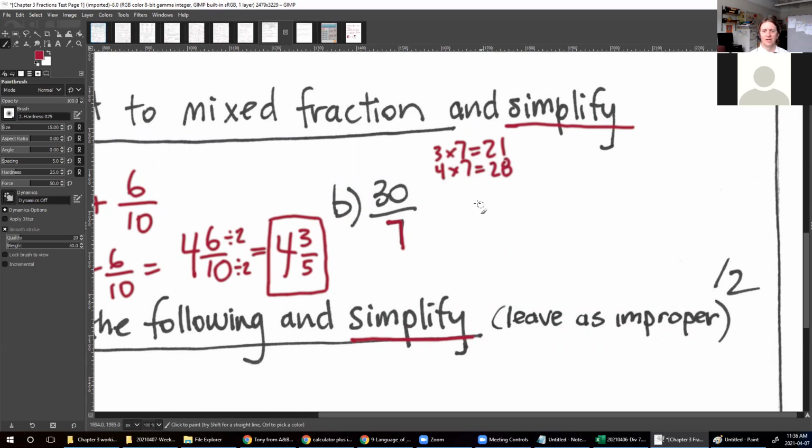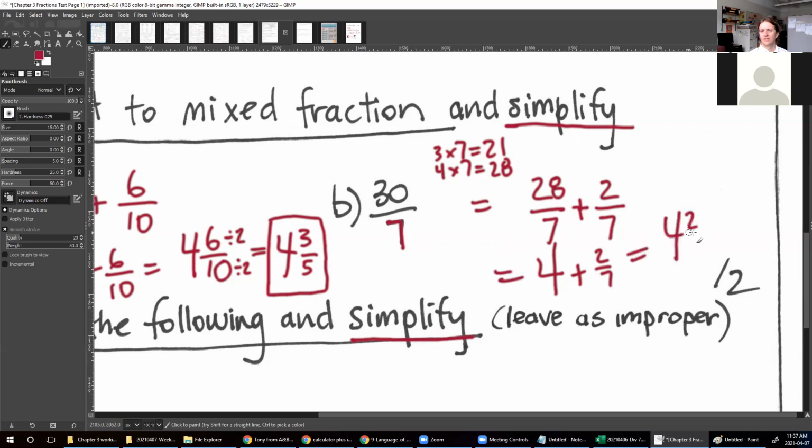So what I'm going to do is break this 30 sevenths into 28 sevenths, and I'm still going to have 2 more as a remainder, right? And 28 divided by 7, you can even do that inside your calculator. 28 divided by 7 gives you 4. So it's 4 2/7.